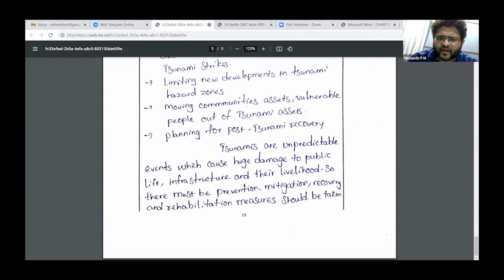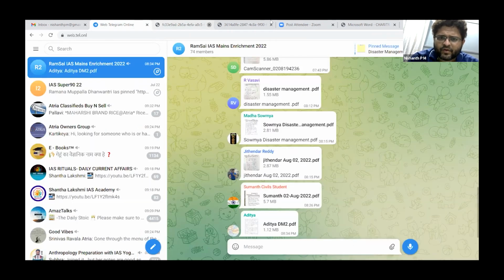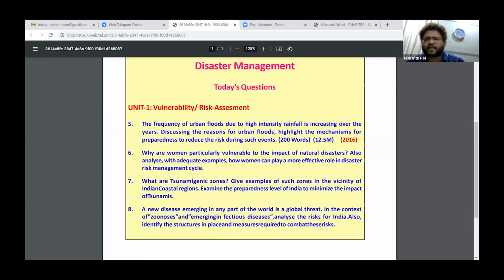Points are very generic, ma. What you have written for preparedness of tsunami are very generic. Make more, that's what I told you, right? In disaster management, your jargon in writing the answer should also be in the language of disaster management only. Don't make very generic statements or generic answers. Okay.